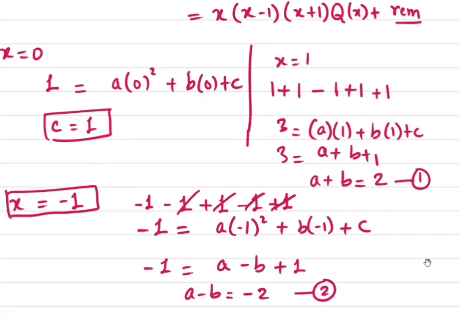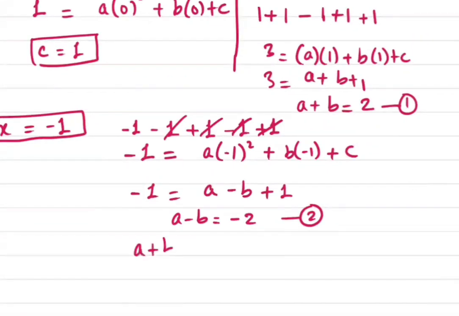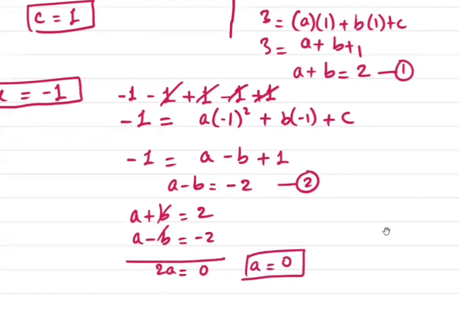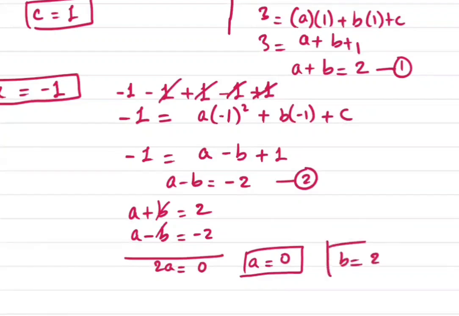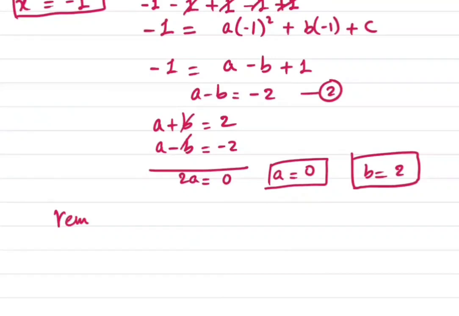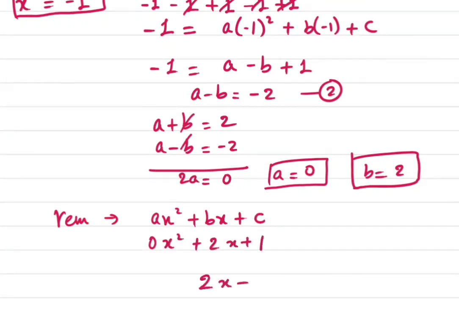Now we have two linear equations, so I can solve them. a plus b equals 2, and a minus b equals negative 2. When we add these two, b and minus b cancel out. We have 2a equals 0, or a equals 0. So if a equals 0, that means b equals 2. Now what was our remainder? Our remainder was of quadratic nature, ax square plus bx plus c. The a value is 0, so we get 0 into x square, b is 2, so we get plus 2x, and c is 1. The final answer is 2x plus 1. So this is your answer.